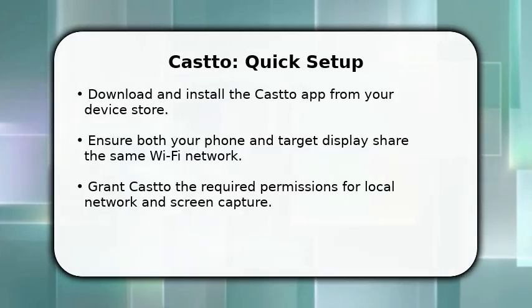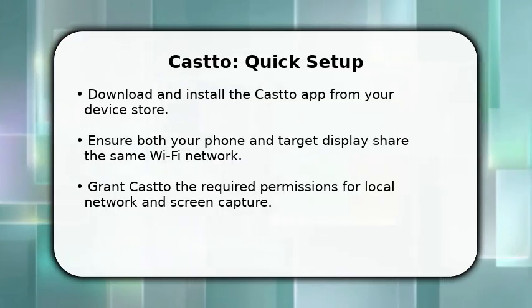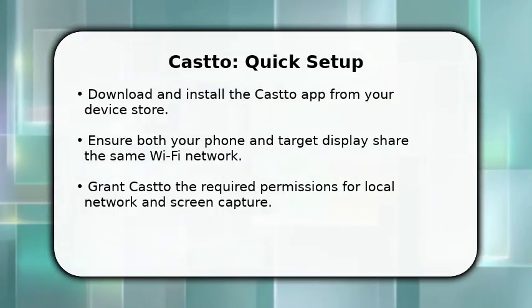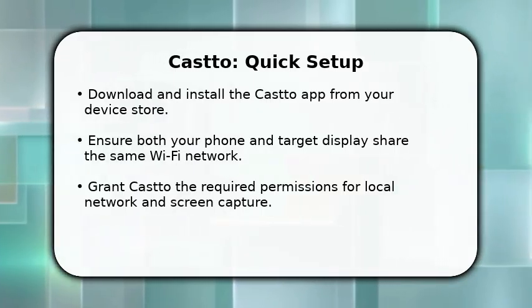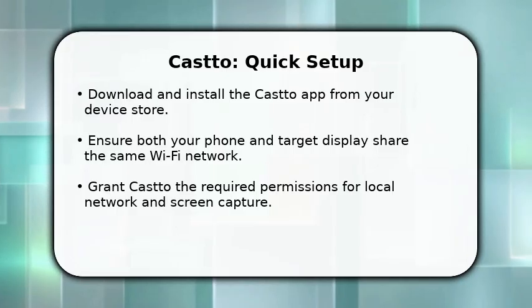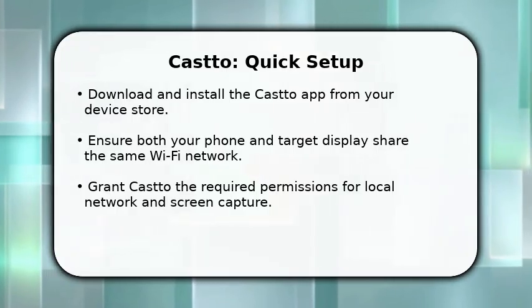Download and install the Castto app from your device store. Open the app and follow the initial permission prompts to allow local network access. Ensure both your phone and target display share the same Wi-Fi network without VPN interference.